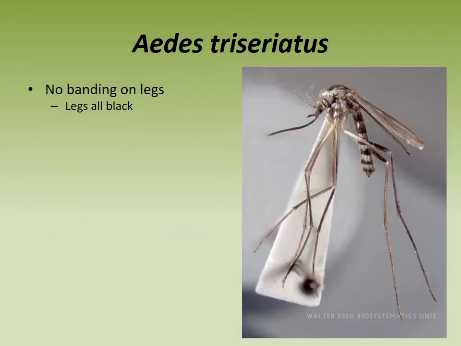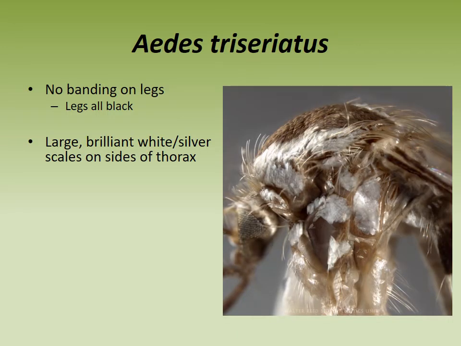There's no banding on the legs of these guys. They're all black legs. They have large, brilliant white silver scales on the side of the thorax. And so when you see these in person under the microscope, they look really pretty. You can see these large, flat scales on the sides of the thorax that really stand out.